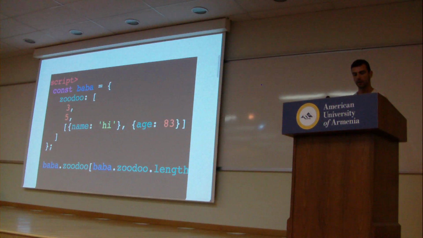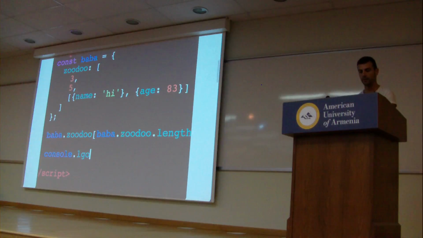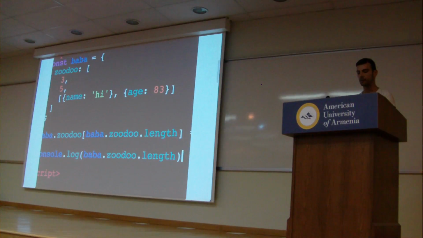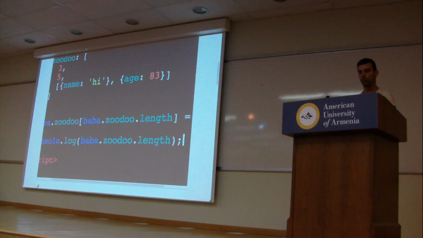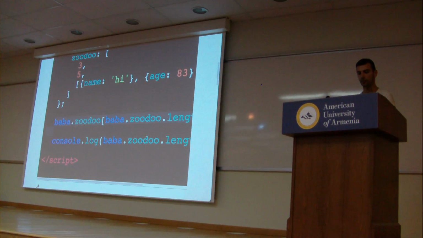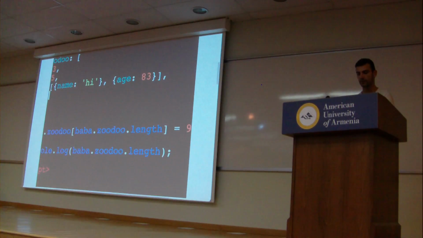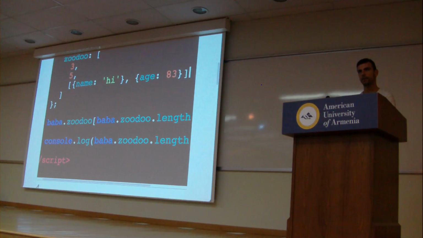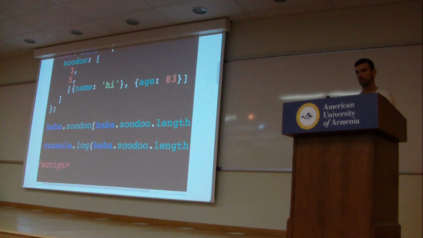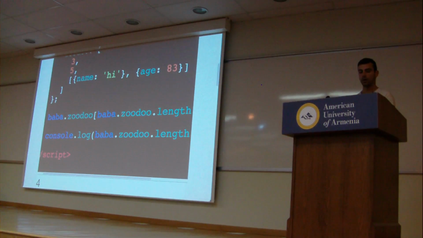Sure. So now if I console.log baba.zudo.length, what should my length be now? 4. Good. So now what's happened is, after this line has executed, it did this inside the code. Yes? Everyone got this? Okay. I think we're good as far as this stuff is concerned.